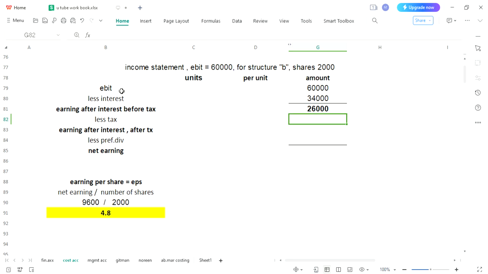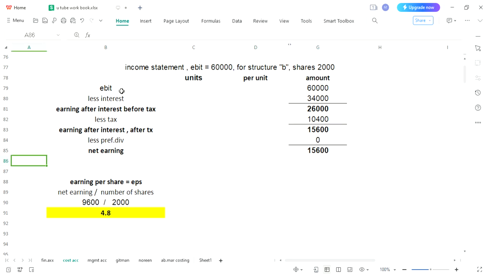It's time to calculate tax, for which we need previous earning. 26,000 is your previous earning. Then you will calculate 40%, multiply by 40 divided by 100. Tax has been calculated. You are open to calculate earning after tax by subtracting tax from earning before tax. 26,000 is earning before tax and you will subtract 10,400 amount of tax. Earning after tax has been calculated, no preferred shares. It means same income, previous income would be your net earning.